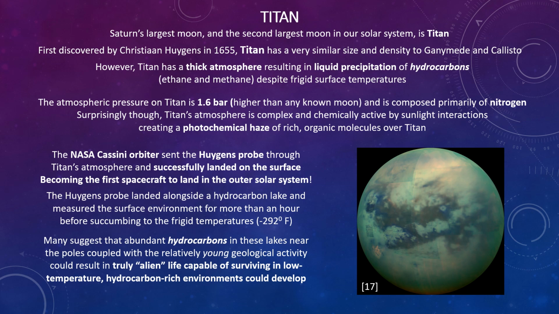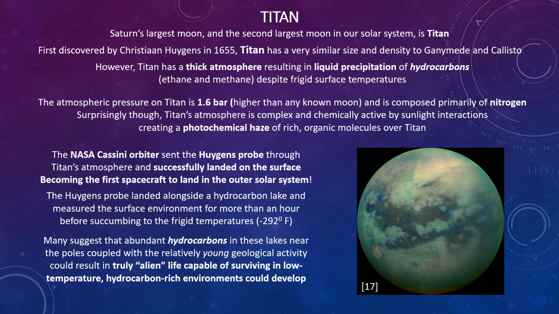So the atmospheric pressure on the surface of Titan is 1.6 bar. For reference, our atmosphere is 1 bar, and so this is higher than any other known moon, and its atmosphere is composed primarily of nitrogen. But it has actually a very complex atmosphere chemically due to the interactions of sunlight, which creates what we call a photochemical haze that is rich with organic molecules over Titan. So Titan is brimming with very complex chemistry.